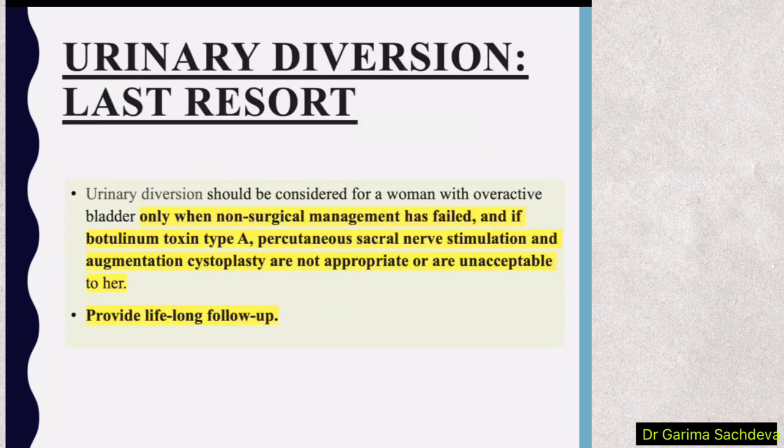And the last option is urinary diversion, which is again a last resort, where they divert the urine. They create an opening of the ureter into the ileum, so there is no urinary tract at all. Urinary diversion should be considered for a woman with overactive bladder only when non-surgical management has failed and botulinum toxin A, percutaneous sacral nerve stimulation, and augmentation cystoplasty are not appropriate or unacceptable. This also requires lifelong follow-up.